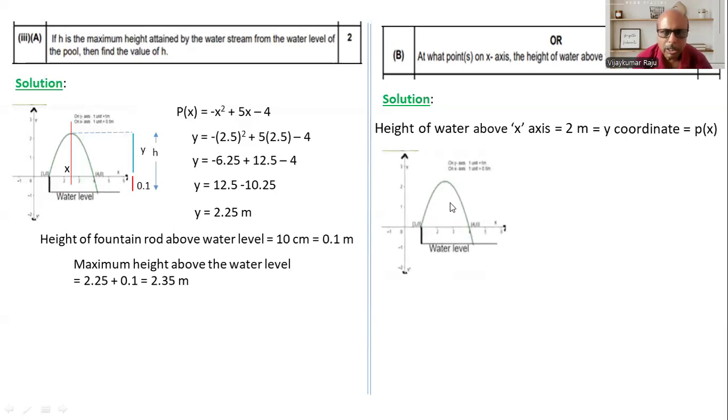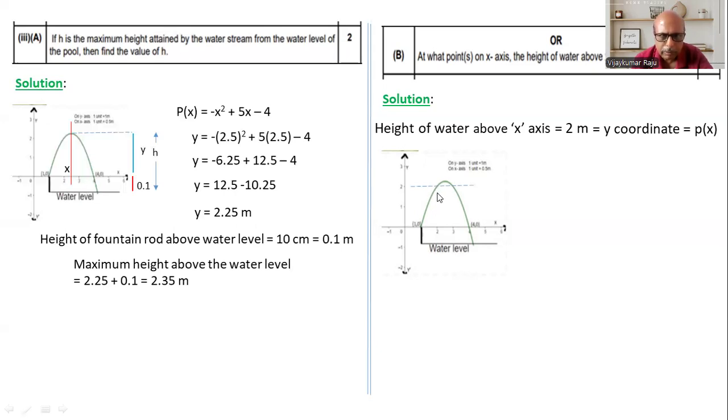This is the graph. Height above x-axis 2 meters. This is the x-axis. From here, height is 2 meters. Now, where is 2 meters? 2 meters is here. So let us draw a horizontal line here. This is a horizontal line because maximum height is at 2.25 and this is 2 meters.